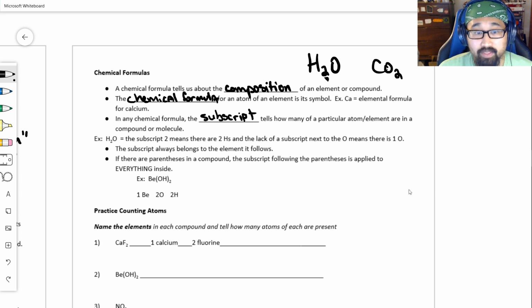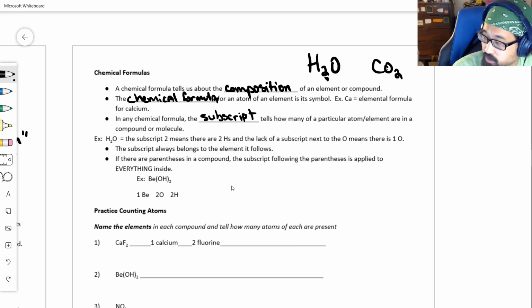Be careful with parentheses, right? Something like this. When you see parentheses in math class, your thought should be like distribute, right? Multiply it through. You'll do the same thing here. You will multiply that subscript by the other subscripts that you see. So here in Be(OH)2, there's 1 Be. There are 2 oxygens and 2 hydrogens.